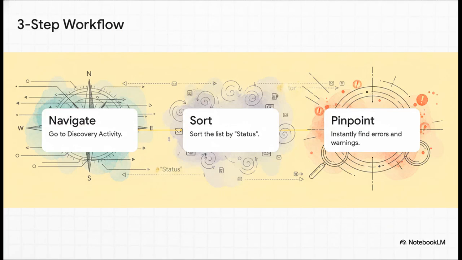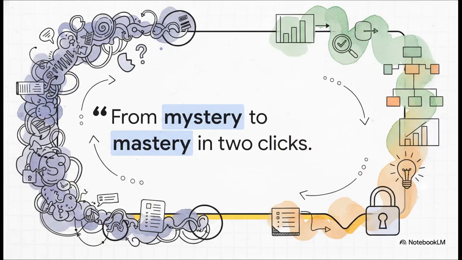And this leads us to an incredibly efficient 3-step troubleshooting workflow. I mean, it is this simple. 1, you go to Discovery Activity. 2, you click the header to sort by status. And 3, that's it. All your errors and warnings are now neatly grouped right at the top of the list, ready for you to investigate. You can literally pinpoint problems in seconds. It really is a case of going from mystery to mastery in just 2 clicks. The first click gets you to the screen, and the second click sorts it into this perfectly actionable list. You've just transformed what could have been a deep dive into log files into a simple, clear problem-solving tool.